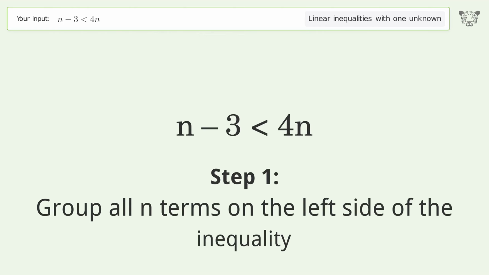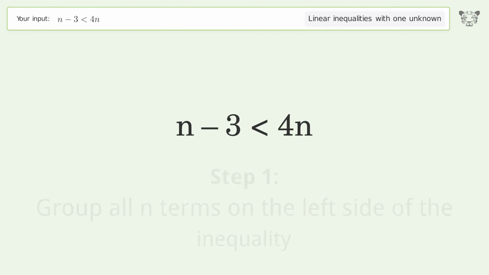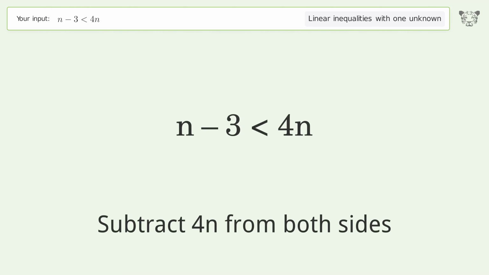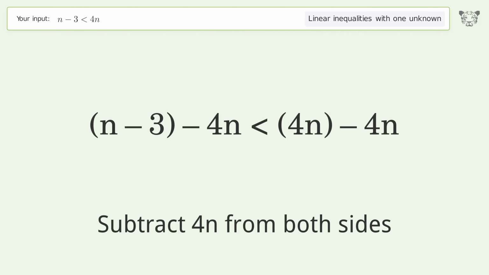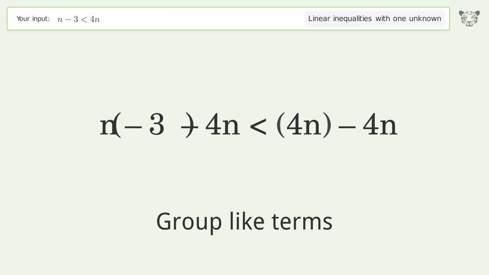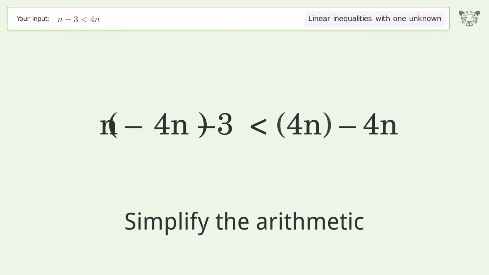Group all n terms on the left side of the inequality. Subtract 4n from both sides. Group like terms. Simplify the arithmetic.